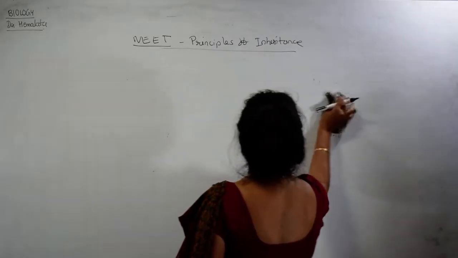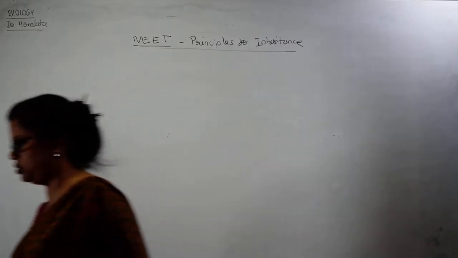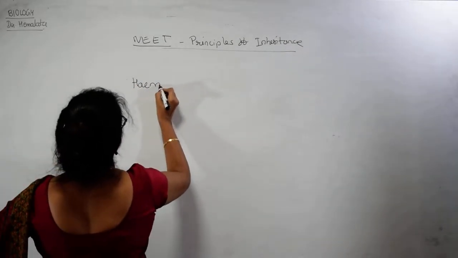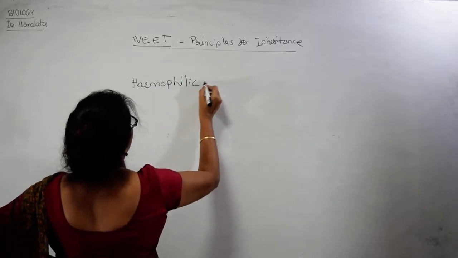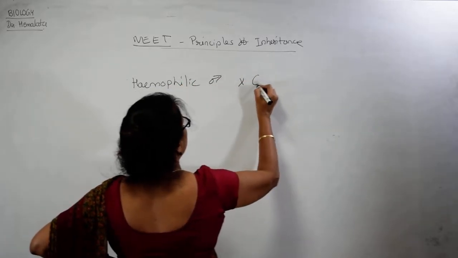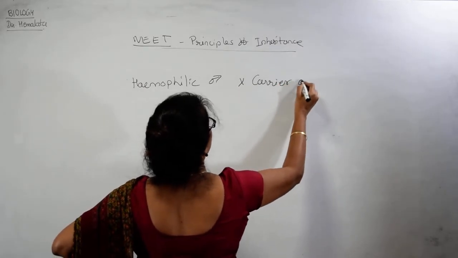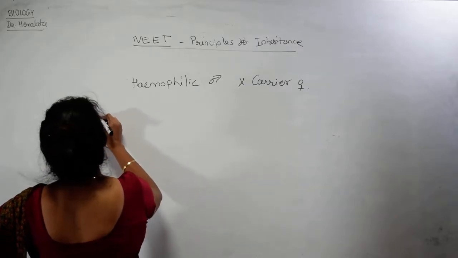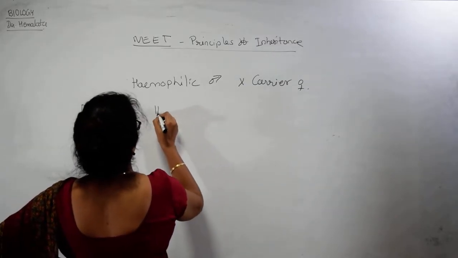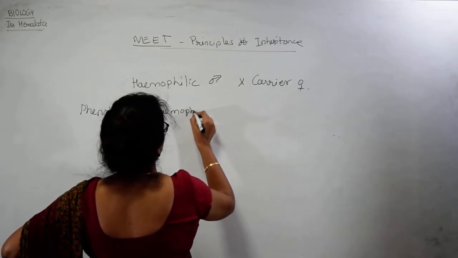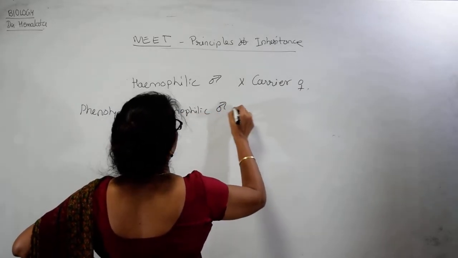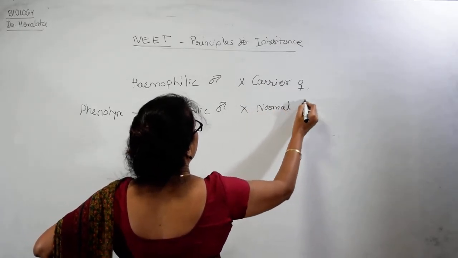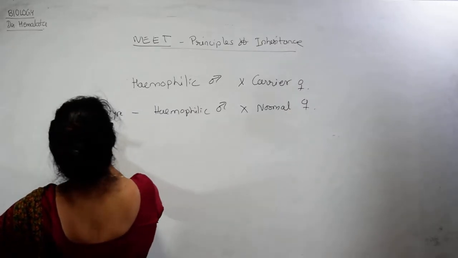If a hemophilic man marries a carrier woman, what happens? Whenever they ask a question, don't imagine the answers. Write the cross. What is the cross indicating? We are taking the hemophilic man, male, crossed with the carrier female. The hemophilic man will be phenotypically hemophilic only. The female is normal looking but a carrier. What is the genotype of this?